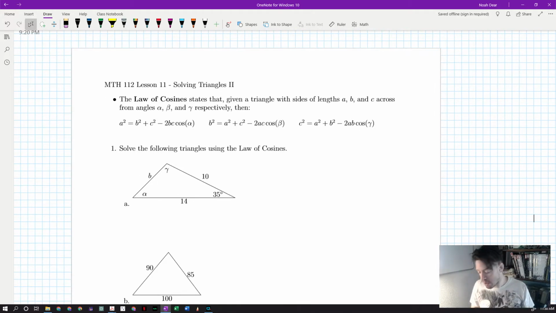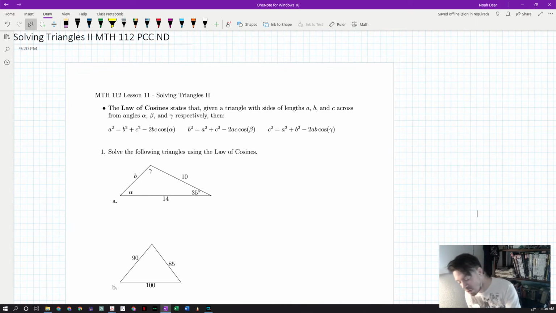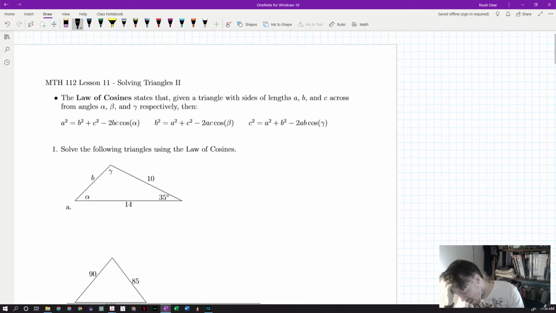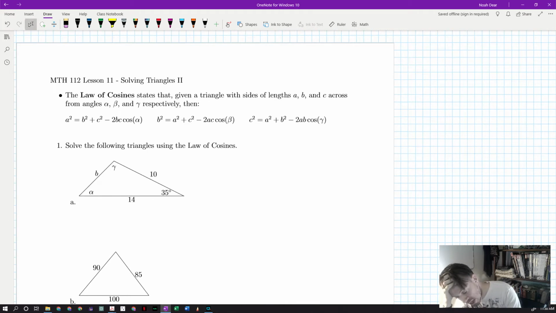So the law of cosines states that given a triangle with sides of lengths a, b, and c across from angles alpha, beta, and gamma respectively, then we get these three equations, which I'm going to talk through in a second. But before I do, let's just draw out some arbitrary triangle. This law of cosines works for any triangle at all. Every single triangle should work with this, as does the law of sines, by the way. And the law of cosines is sometimes referred to as a generalization of the Pythagorean theorem.